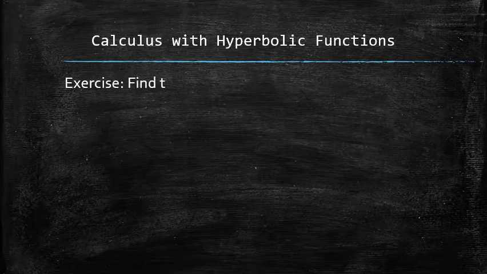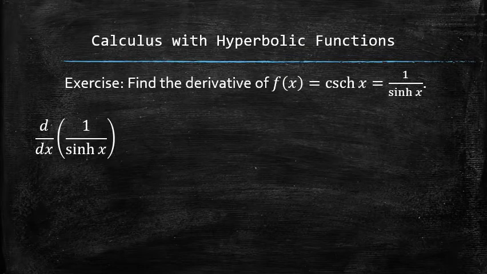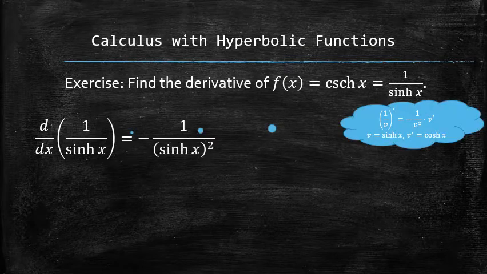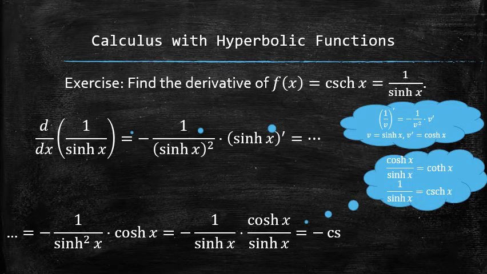Finally, we find the derivative of the hyperbolic cosecant function by first applying the chain rule and then recognizing the identities. The derivative of the hyperbolic cosecant function is negative hyperbolic cosecant times the hyperbolic cotangent.